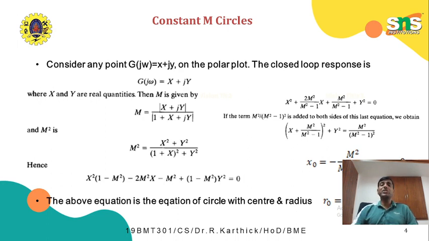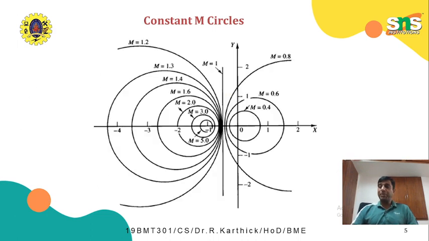So this is the equation of a circle, now with center given by x naught is equal to minus m squared divided by m squared minus 1 and y naught is equal to 0. This is the center, and with radius which is given by r naught is equal to m divided by m squared minus 1. So therefore these M contours, the response, are circles with center and given radius, and pictorially we just represent this over here.